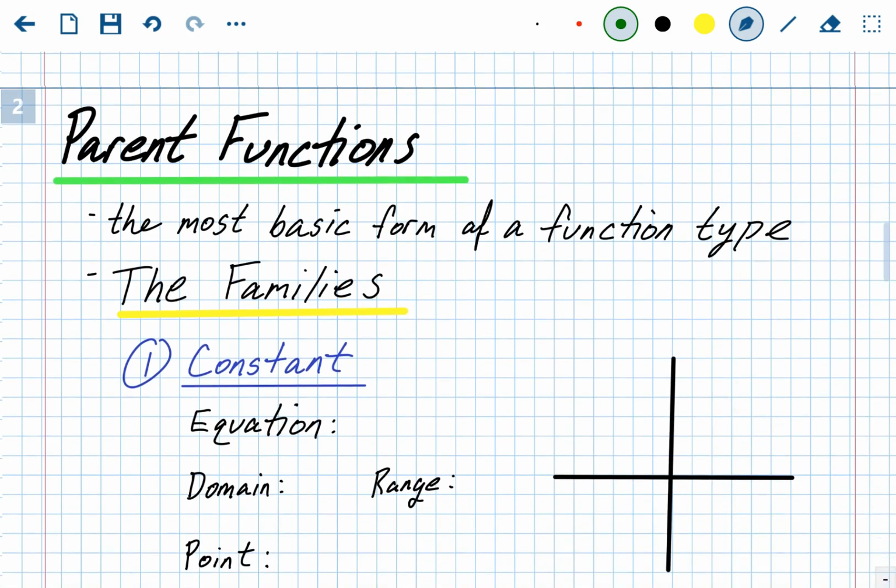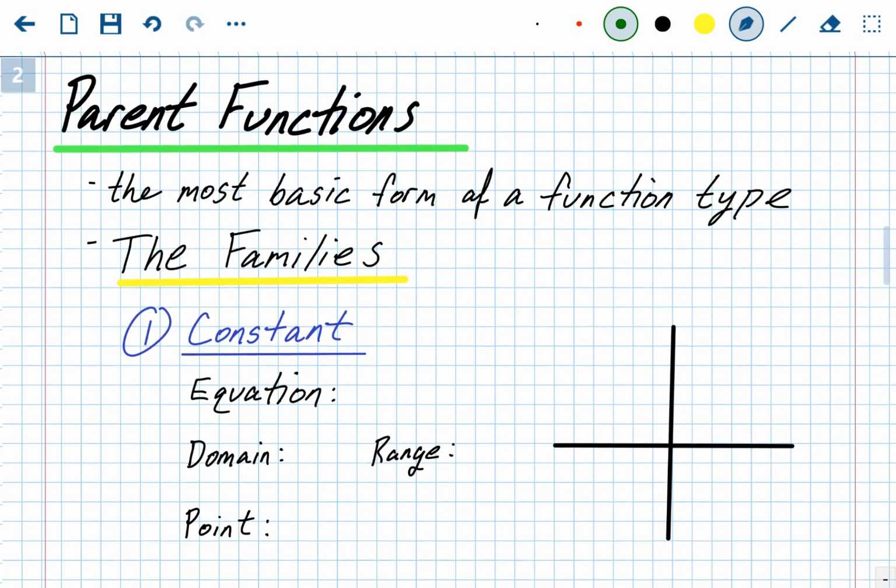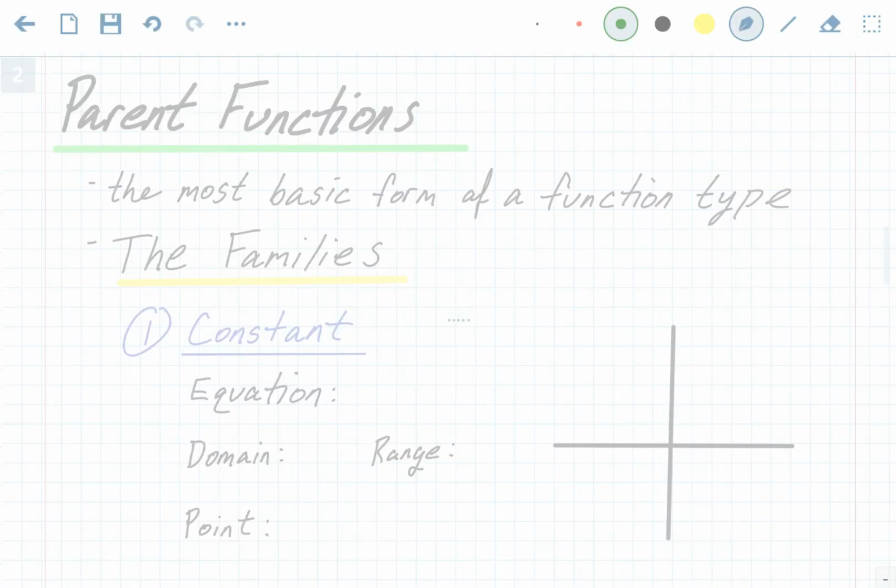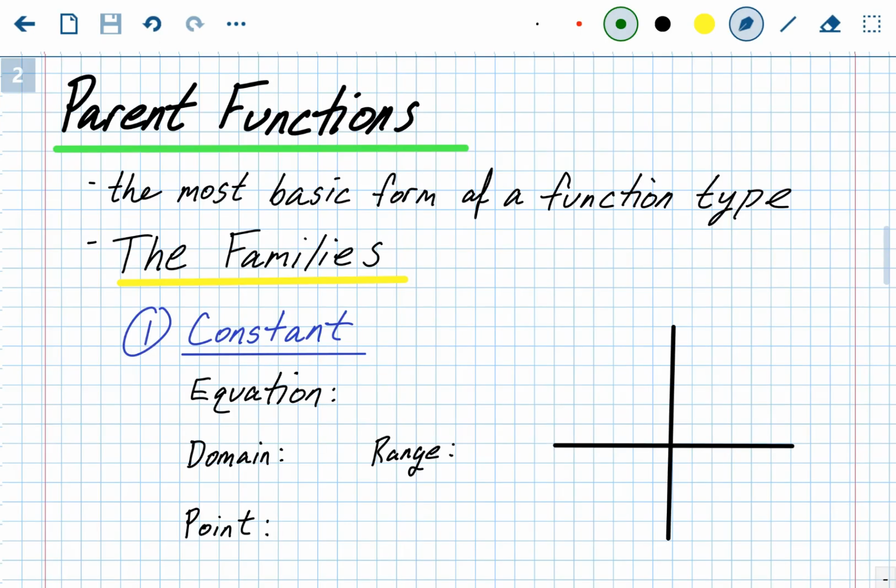Before we actually start to transform functions, we need to talk about parent functions. We've dealt with parent functions a little bit. Whenever we introduced a new function, linear, quadratic, exponential, we talked about the parent function. The parent function being the most basic form of function type. So all quadratics are built off the parent function quadratic. All linears are built off the parent function of linears. They all look the same, kind of like a lot of kids look like their parents. Same thing here. A lot of graphs look like their parent graphs.